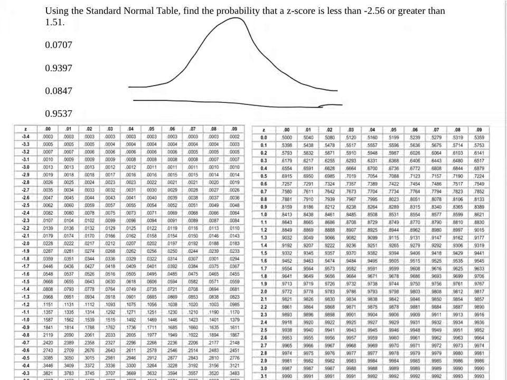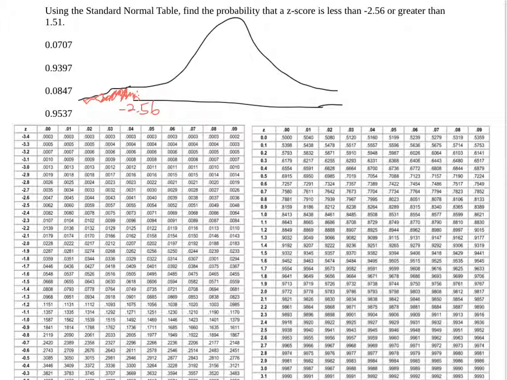We want to find the probability that a z-score is less than negative 2.56 or greater than 1.51. So let's draw where those are on the graph. Negative 2.56 is pretty far down. It's probably like here. So we'll call that negative 2.56. We want to know the probability that the z-score is less than that. So it's going to be this region over here. Imagine this line extends and goes down. So we're going to find this area here.